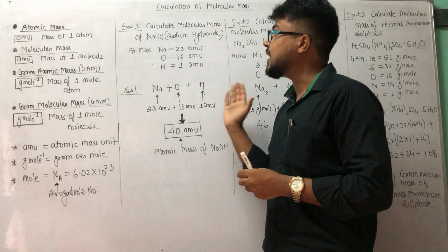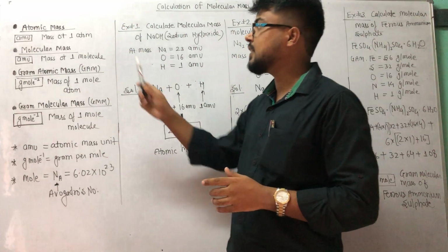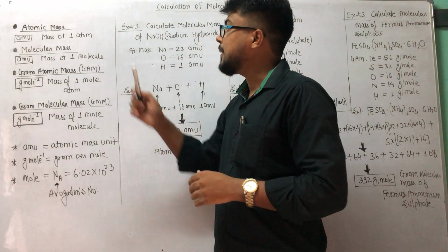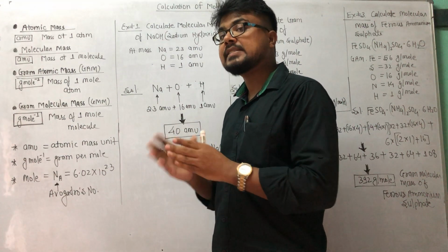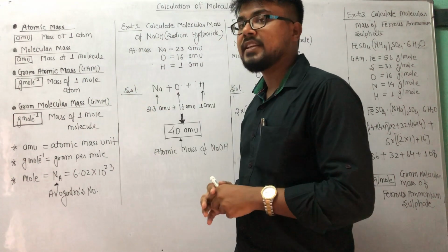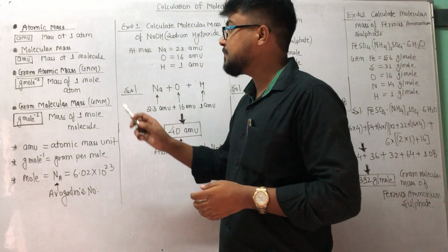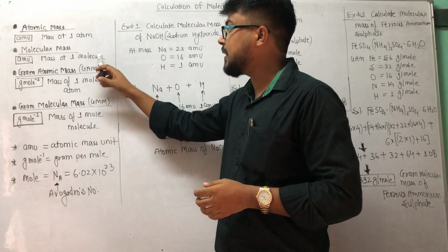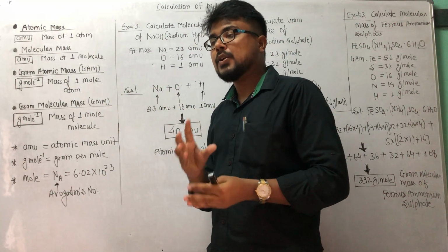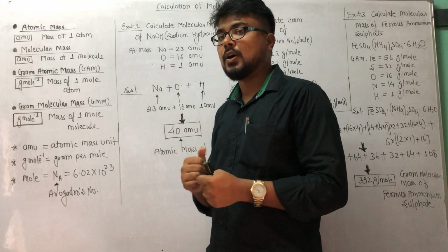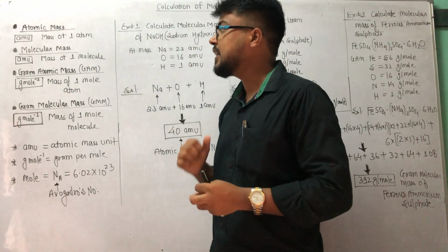Before moving ahead, I would like to focus on a few important terms. The first terms are atomic mass, molecular mass, gram atomic mass and gram molecular mass. What is the major difference between all these terms? Atomic mass is the mass of one atom, and molecular mass is the mass of one molecule. If one atom or one molecule is there, we consider it as atomic mass or molecular mass, both having the unit AMU, atomic mass unit.